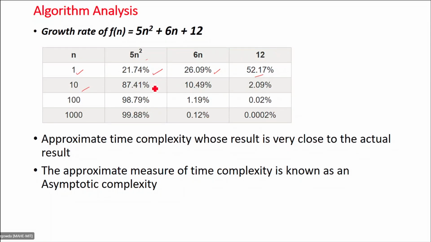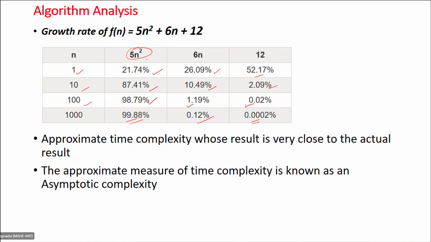For n equal to 2, the share of the first term is 87.41%, 6n is 10.49%, and 12 is 2.09%. For n equal to 10, it is 98%, 1.19% and 0.02%. Similarly, for n equal to 100, 99.88% is taken by the term 5n square, 0.12% by the 6n, and 0.002% by the 12.